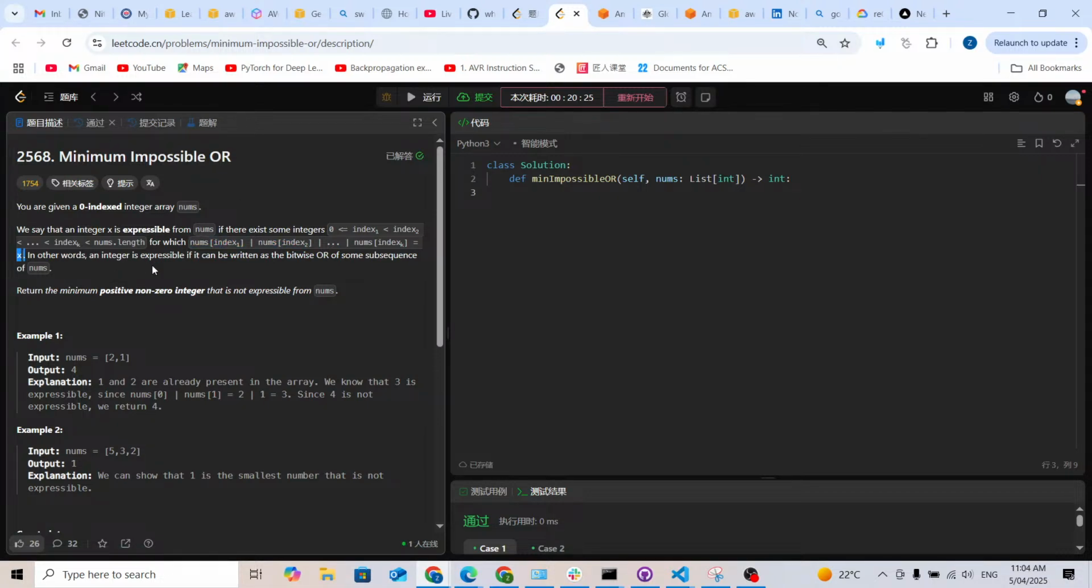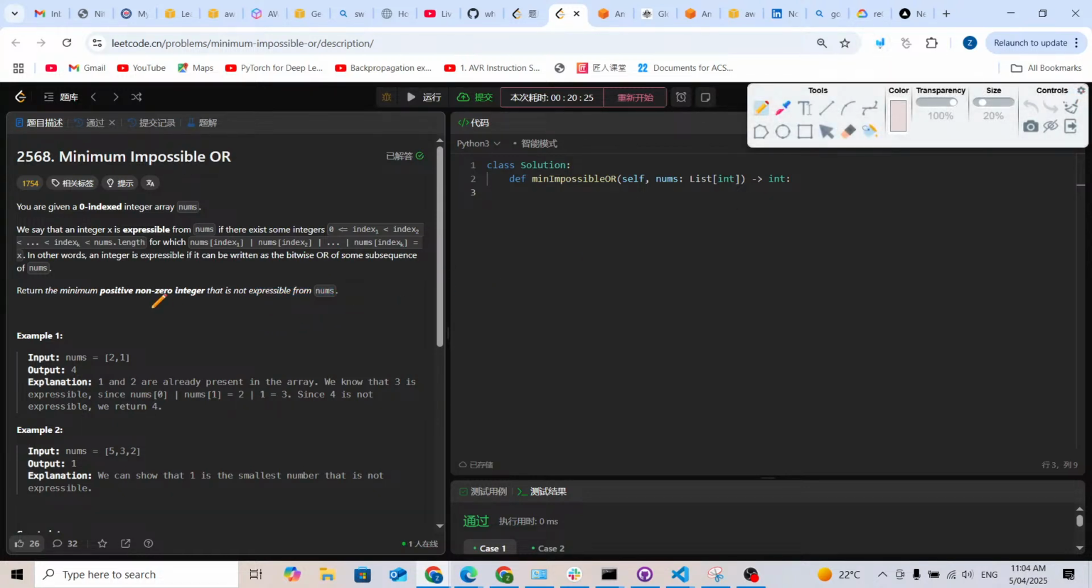In other words, an integer is expressible if it can be written as the bitwise OR of some subsequence of nums. We need to find the minimum positive non-zero integer that is not expressible from nums. It's really difficult to understand this problem. Actually, the meaning is that we're going to check from 1 up to maybe 10 to the power of 9, and find which number is not expressible.